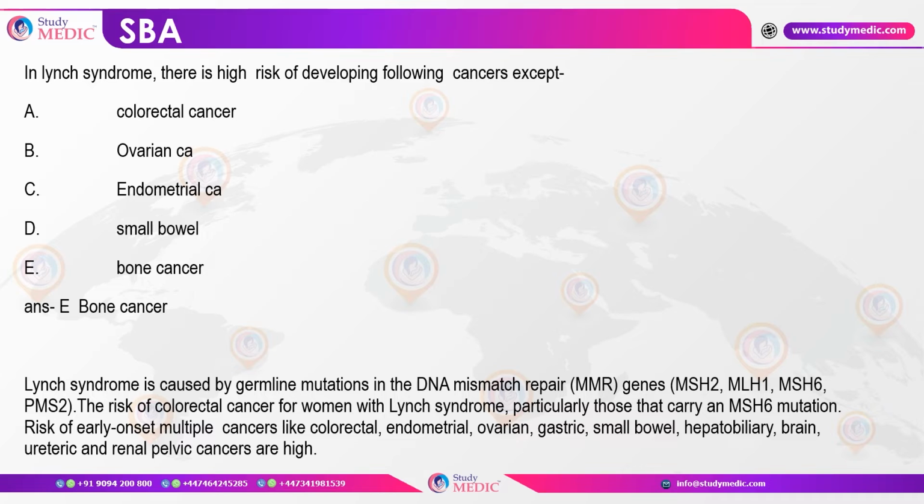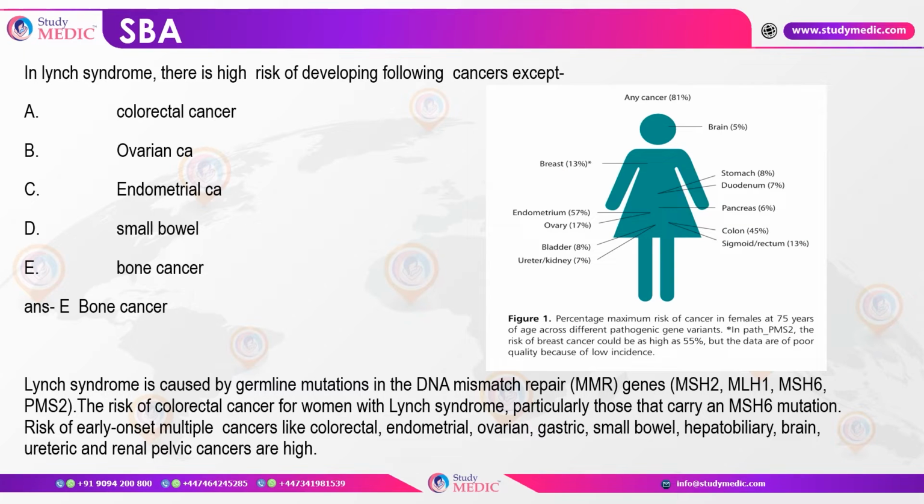With Lynch syndrome, the risk of colorectal cancer for women is high, especially those who have the MSH6 mutation. And you have early onset cancers like colorectal, endometrial, ovarian, gastric, small bowel, hepatobiliary, brain, ureteric, and renal pelvic cancers. So these are all the cancers that you can have with Lynch syndrome. Remember that in females, the risk of endometrial cancer is approximately 57%.